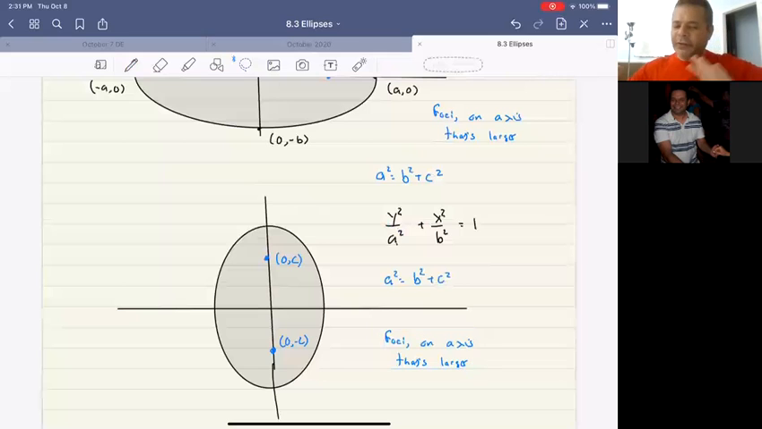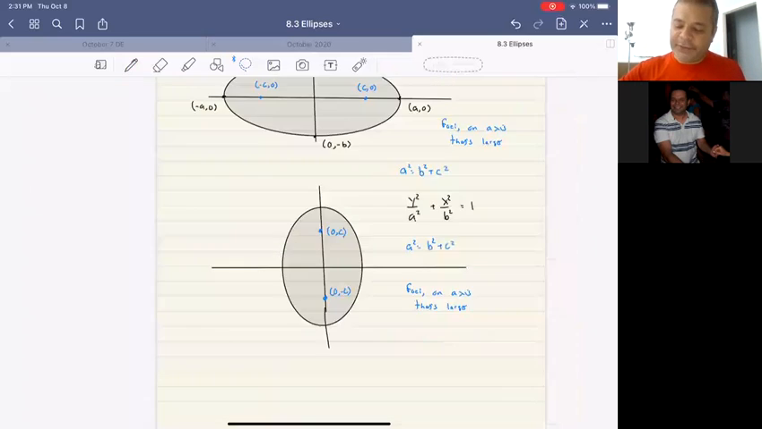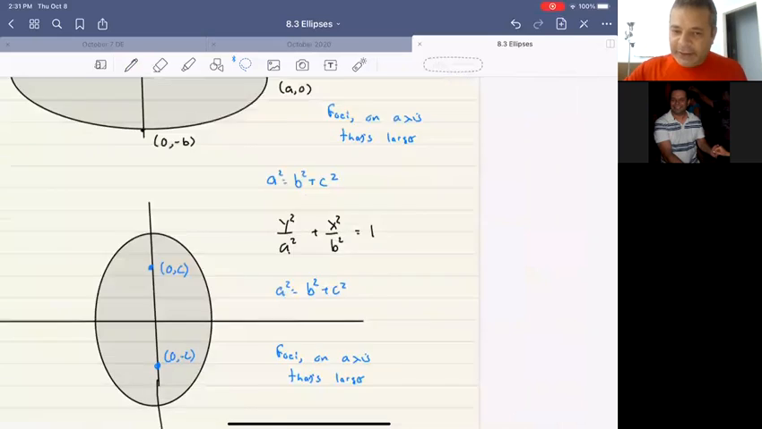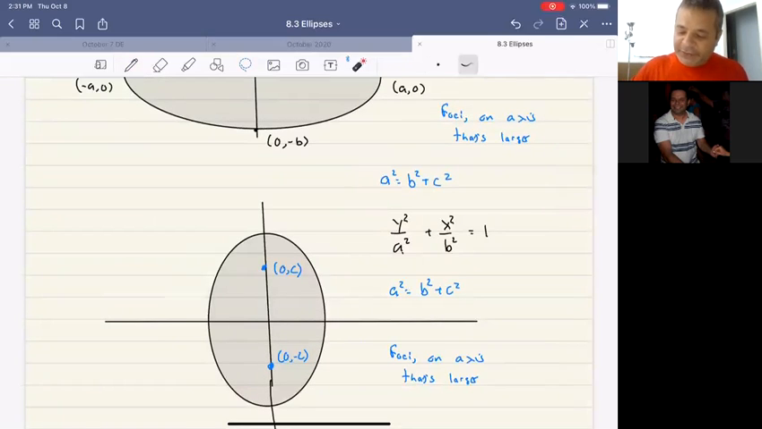Okay, so these are the sort of basic forms for the ellipse. Again, the way to remember this is to remember that the foci in some sense should be inside the ellipse. So that means that c squared should be less than the a squared.